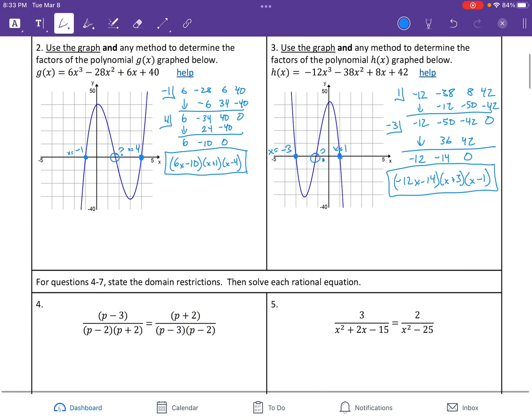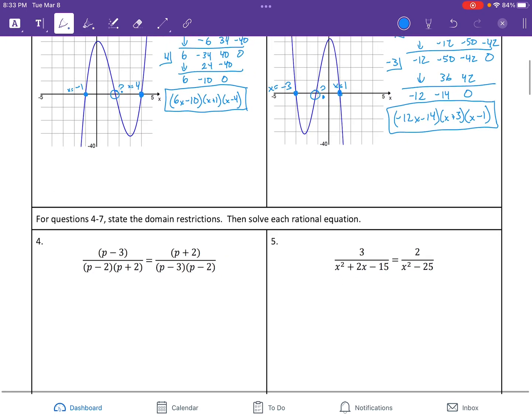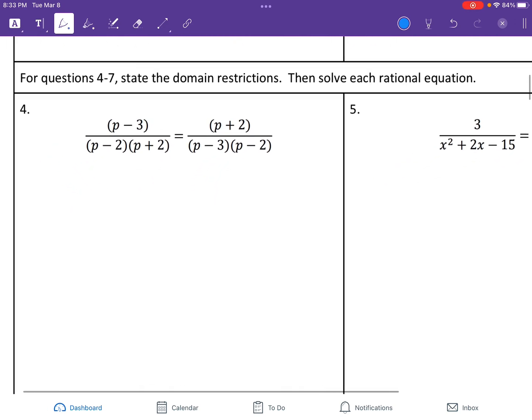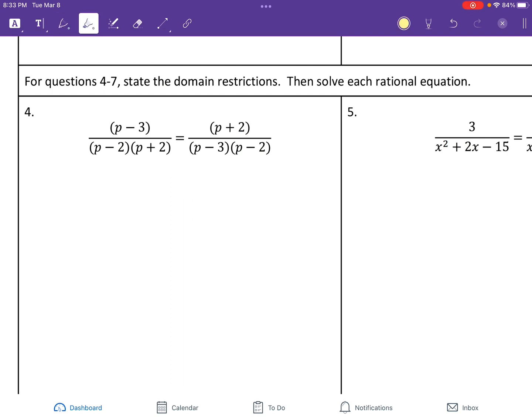All right, next. These problems are always tricky on the test because there's two pieces to them, and everybody always forgets one of the two. Okay, you have to do two things. It has to state the domain restrictions first, and then after you're done with that, solve each rational equation. So the domain restrictions are what the x's, or the p's in this case, in the denominator cannot be because it makes the graph or the equation undefined.